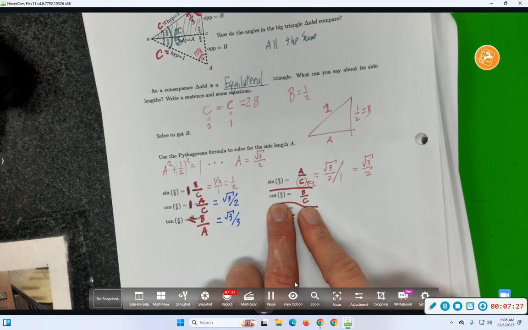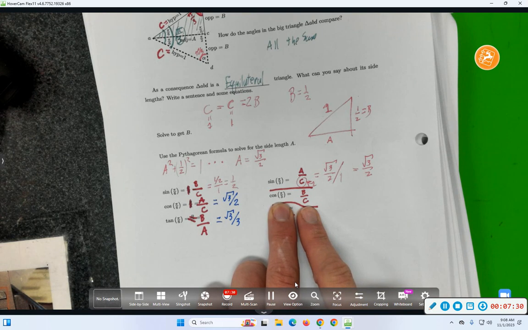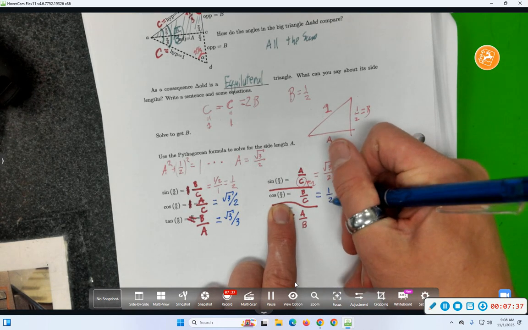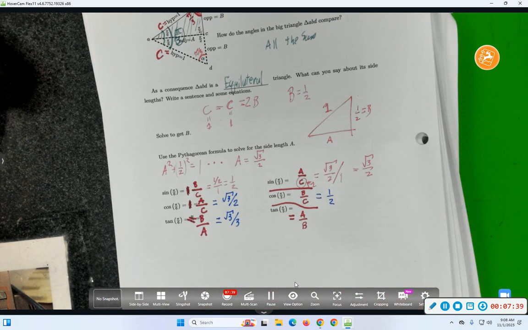What about the cosine of pi over 3? What should that be? 1/2 divided by 1, also known as just 1/2. How about tangent of pi over 3? Anything simplify? So that's just root 3.